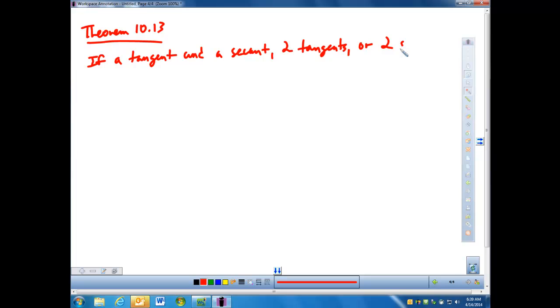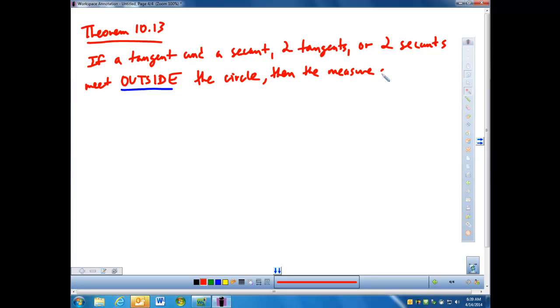So there's a couple different scenarios going on here. If any of those things are meeting outside the circle, so outside is the key again. We had one on the circle, we had one inside the circle, and now this is outside the circle. So if any of those things are meeting outside the circle, then the measure of the angle formed is 1/2 the difference. Remember, difference is a fancy math word for a subtraction problem.